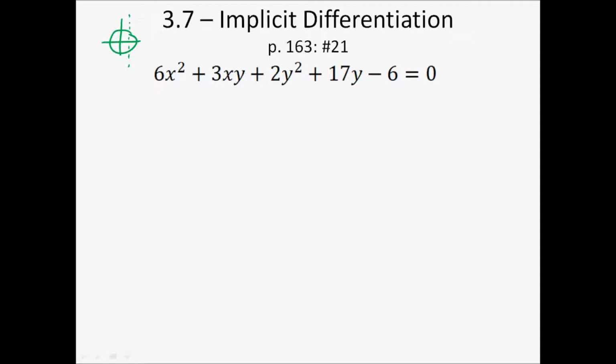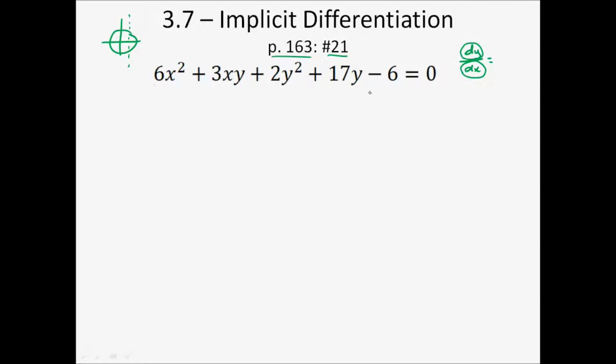But what I do expect you to be able to do is find what dy/dx equals. Remember, what we're doing is finding the slope of the tangent line. That's what dy/dx is, right? The change in the vertical direction over the change in the horizontal direction. Rise over run. So we're just finding the slope. All right, so here's the procedure. We're going to do problem number 21 on page 163.